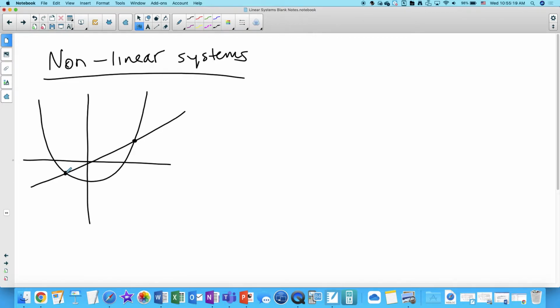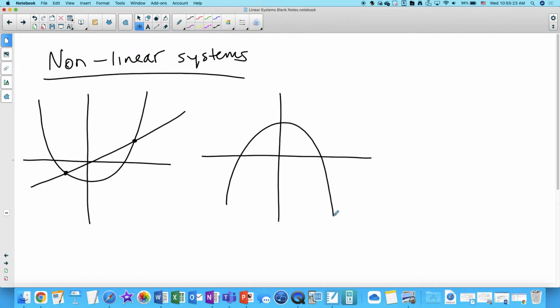Or you could have a parabola and another parabola, and also have two intersection points, right? Or you could have no intersection points, or they could overlap. So as soon as you introduce different types of equations, this changes, right? But two lines will only ever intersect once or infinitely. Those are the only possibilities.